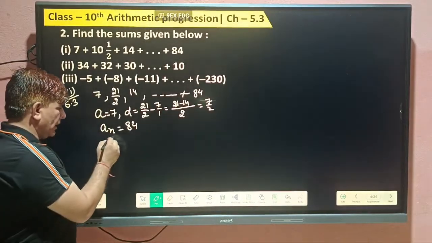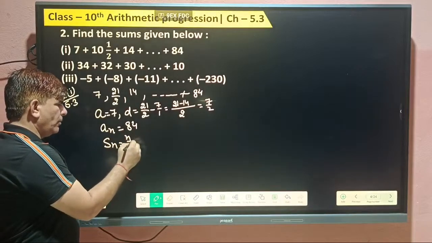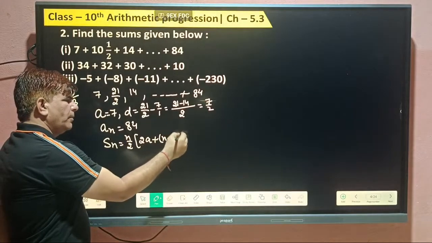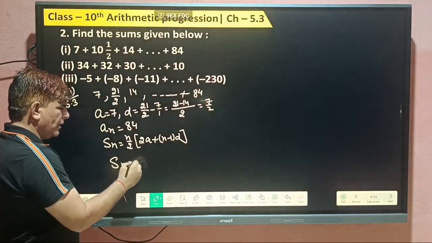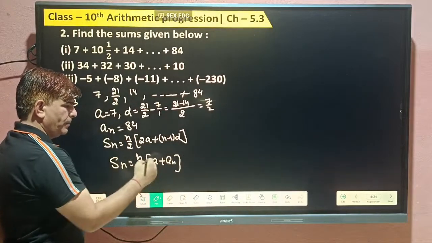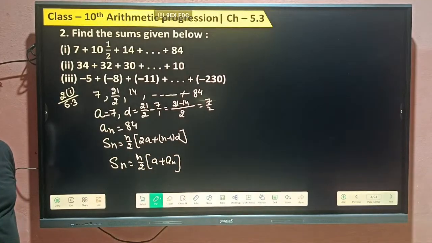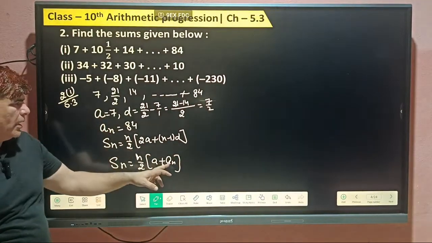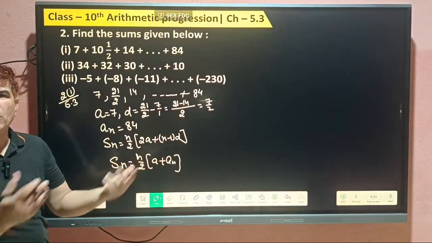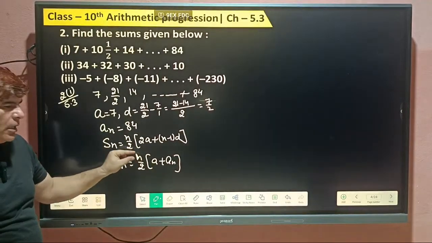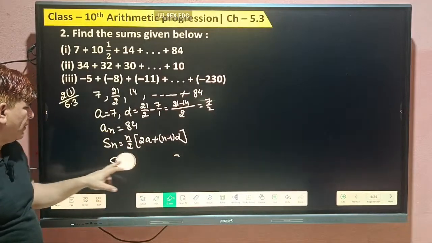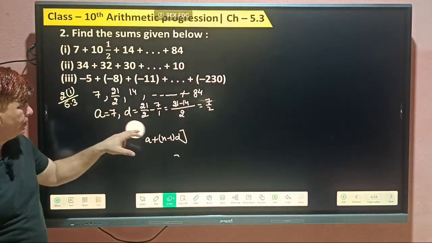So which formula can we apply here? One formula is this: Sn equal to n by 2 into 2a plus n minus 1 into d. Second, Sn equal to n by 2 into a plus an. Third one is also like this: a we are having, an we are also having. So we can apply this formula. But what's the problem? First we need to find out n.